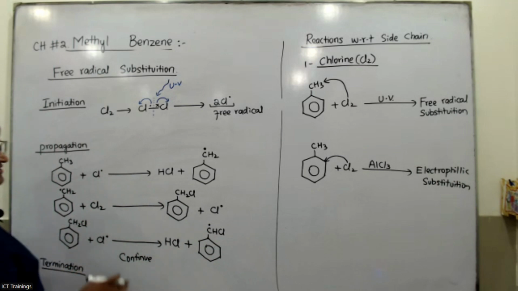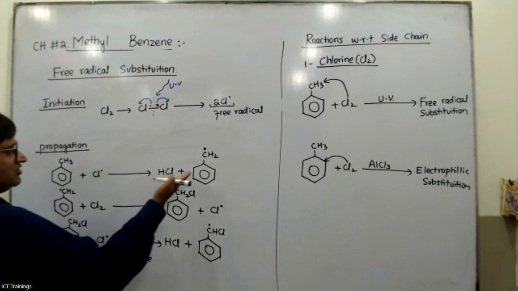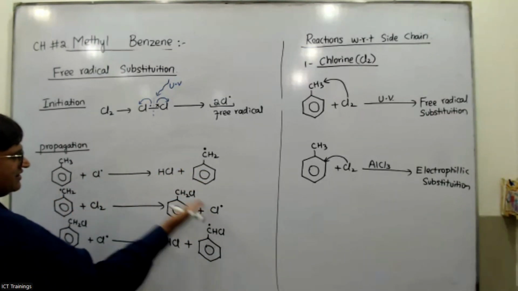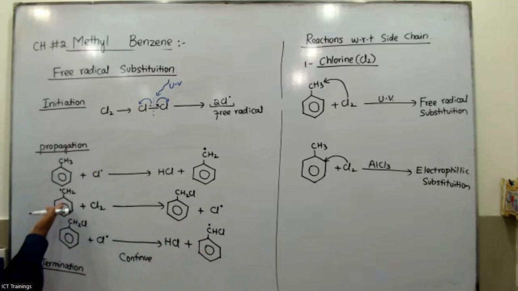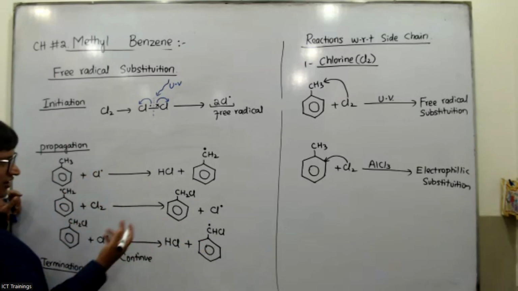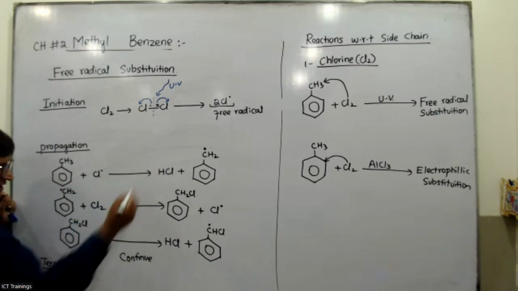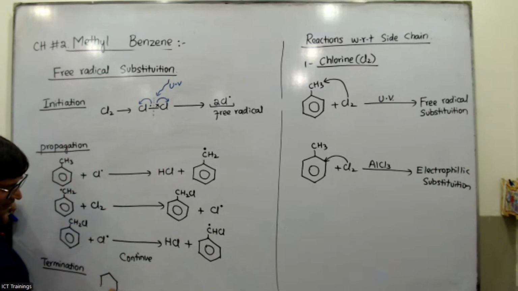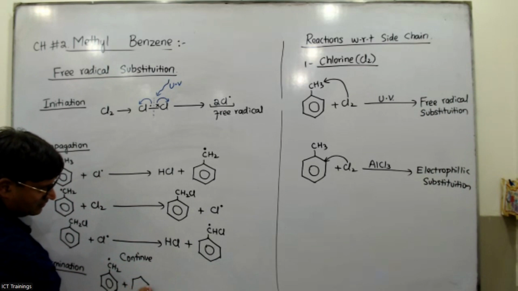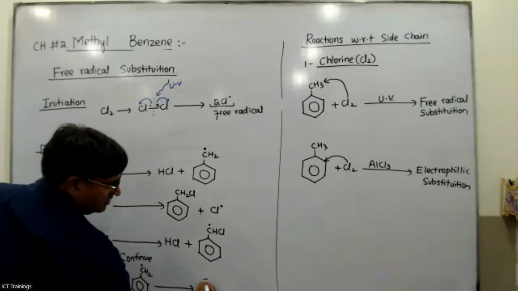What is the termination, my dear? In the termination, the free radicals join with each other. This free radical could join with this one, and this one with that one. So all the free radicals could join with each other. You can write down any one or two reactions. Let's suppose we write this one. Have a look up here. This is benzene CH2 free radical, and again benzene CH2 free radical. They would join with each other.